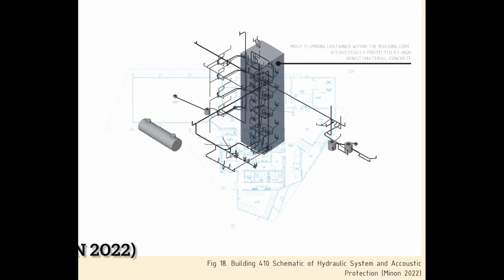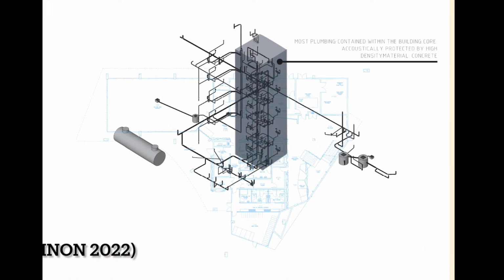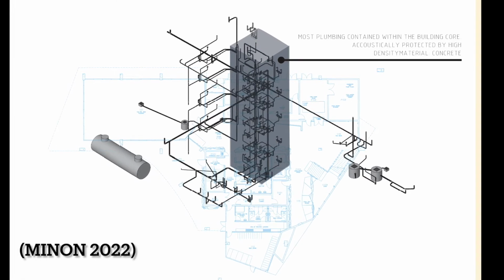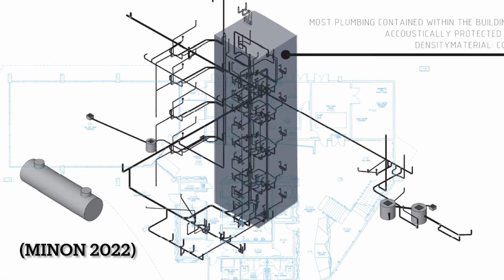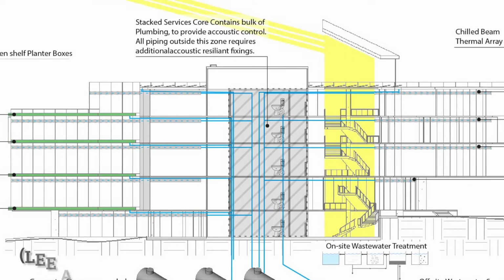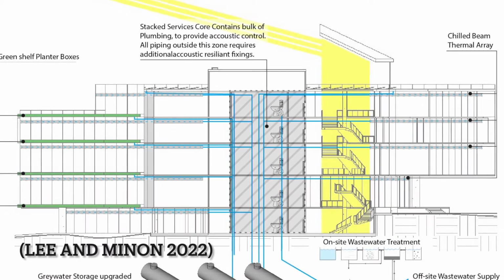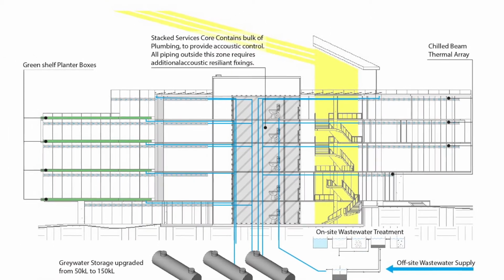Also looking at acoustics for the redesign recommendation, it was identified that the basis of the existing plumbing runs up and down through the central core of stacked services in the building, which would be acoustically protected by high mass material concrete. The requirement for resilient fixings on pipes could be minimised this way, and it is recommended that the redesigned plumbing system followed the same method.